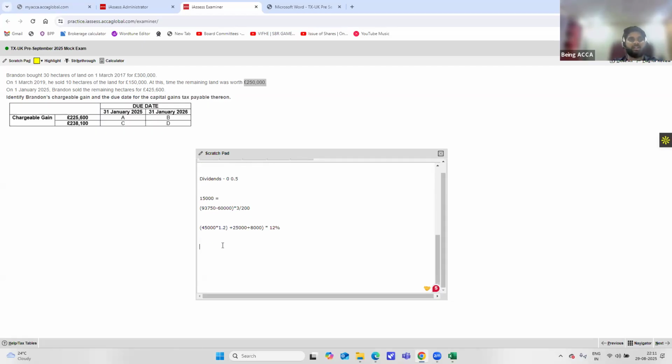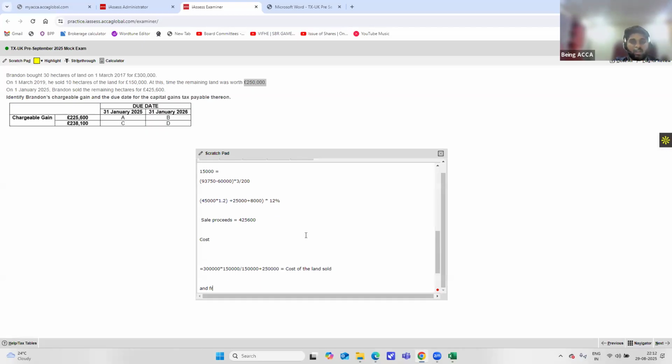So here it has been given that your sale proceeds are straightforward. Sales proceeds are 425,600. But how do you calculate your cost? Cost would be equal to 300,000 into 150,000 divided by 150,000 plus 250,000, which will give you the cost of the land sold.